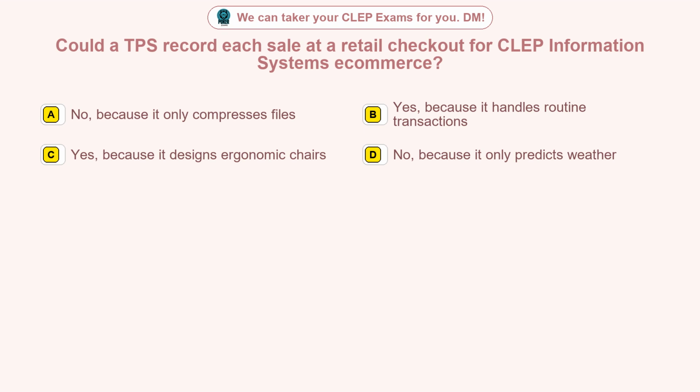Question 7. Could a TPS record each sale at a retail checkout for CLEP Information Systems Ecommerce? Option A. No, because it only compresses files. Option B. Yes, because it handles routine transactions. Option C. Yes, because it designs ergonomic chairs. Option D. No, because it only predicts weather. The correct answer is option B. Yes, because it handles routine transactions.